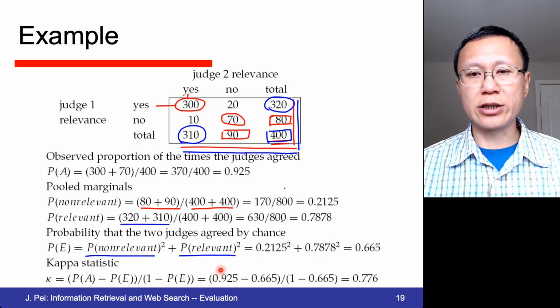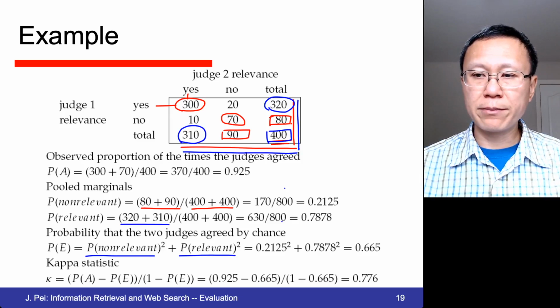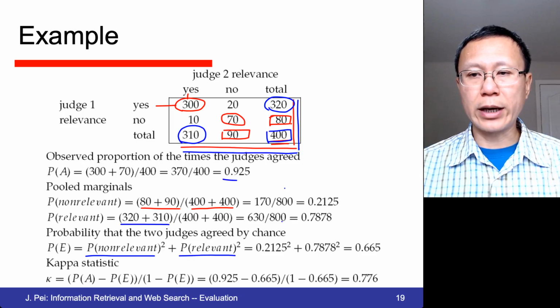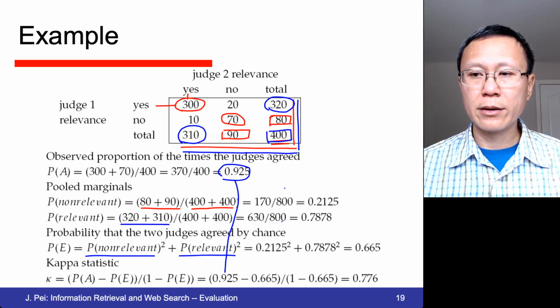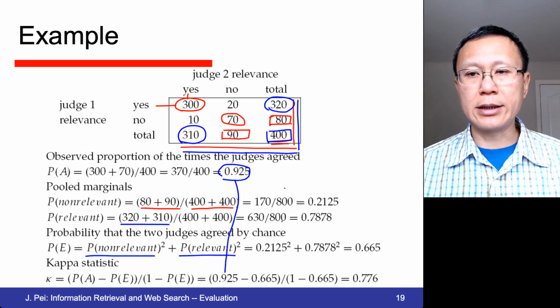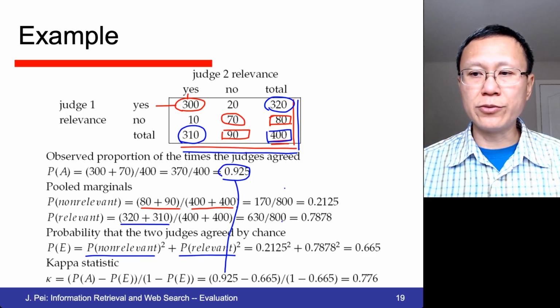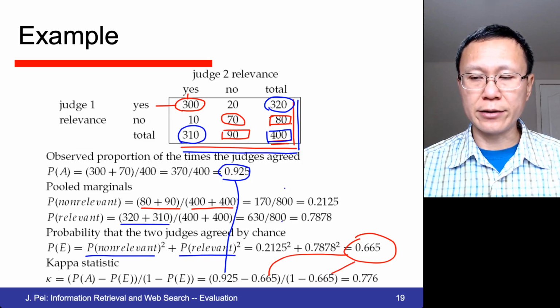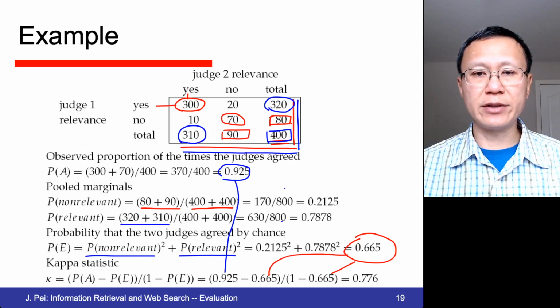0.925, which is obtained here. Let me use the pen. So we get this one from here, and minus this 0.65 here, divided by 1 minus 0.65 here. So we get 0.76 as the final result.